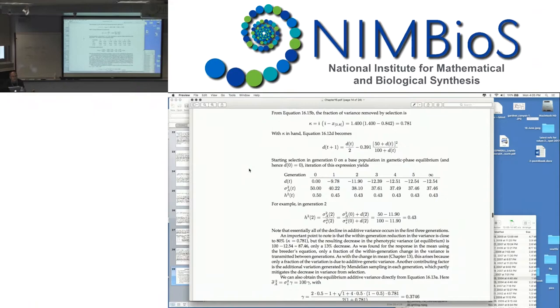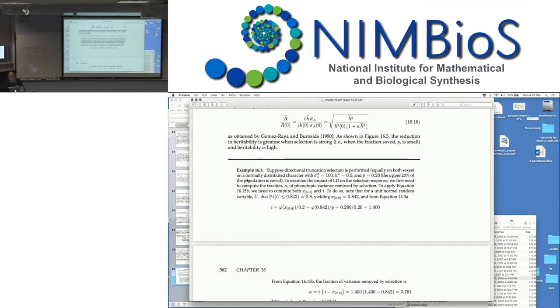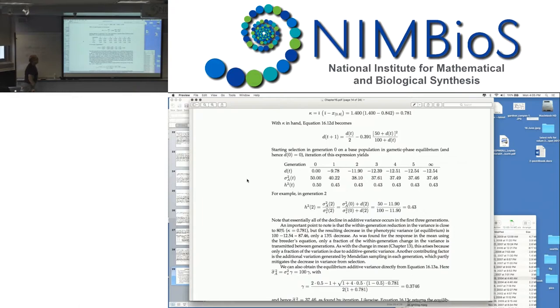So here's a problem. I have a character with a heritability of a half, and I'm selecting the upper 20%. You can then ask, here's the D value, and again, half of it gets decayed by recombination, and selection generates a new D value. What you basically see is that after about three generations, it reaches its equilibrium value. It goes from a variance of 50 to a variance of 38. Heritability goes from 0.5 down to 0.43. Those are for unlinked loci.